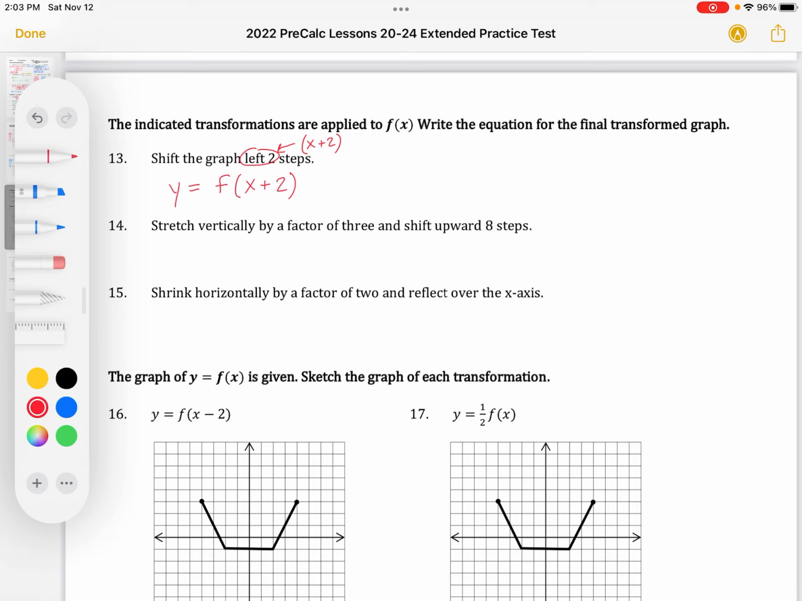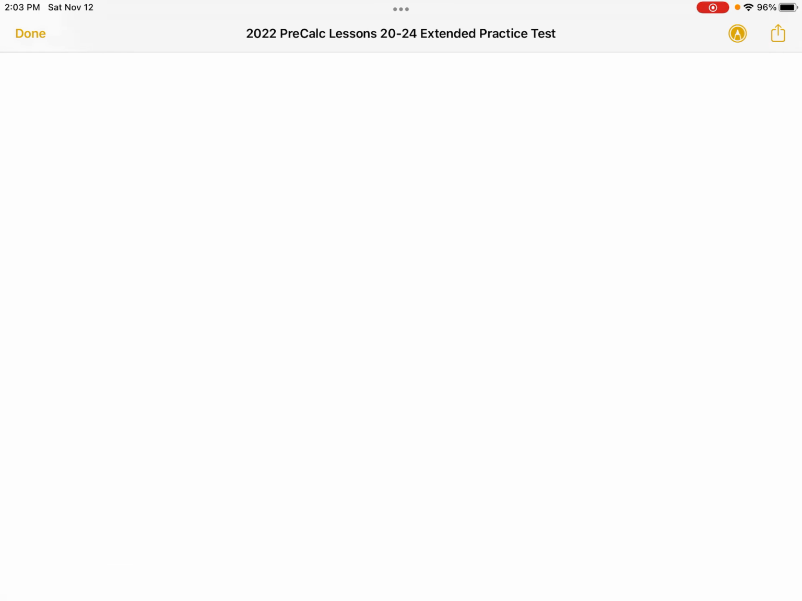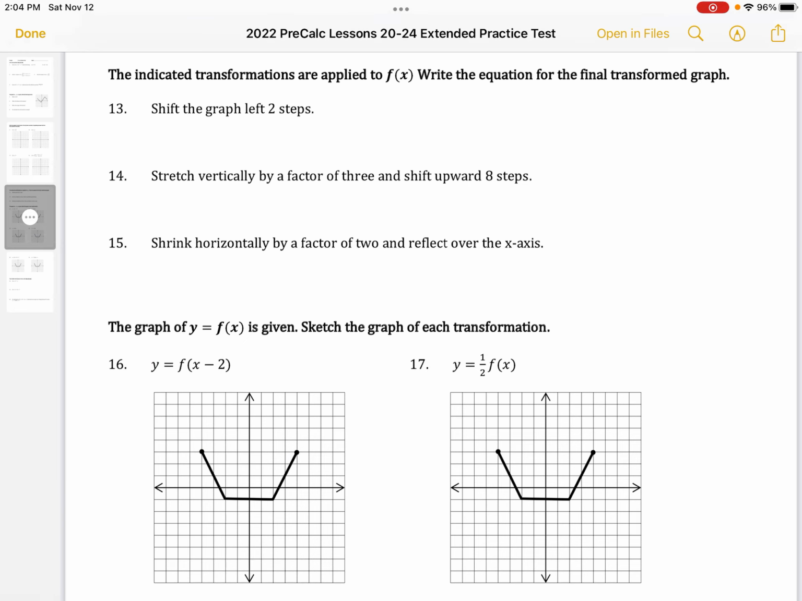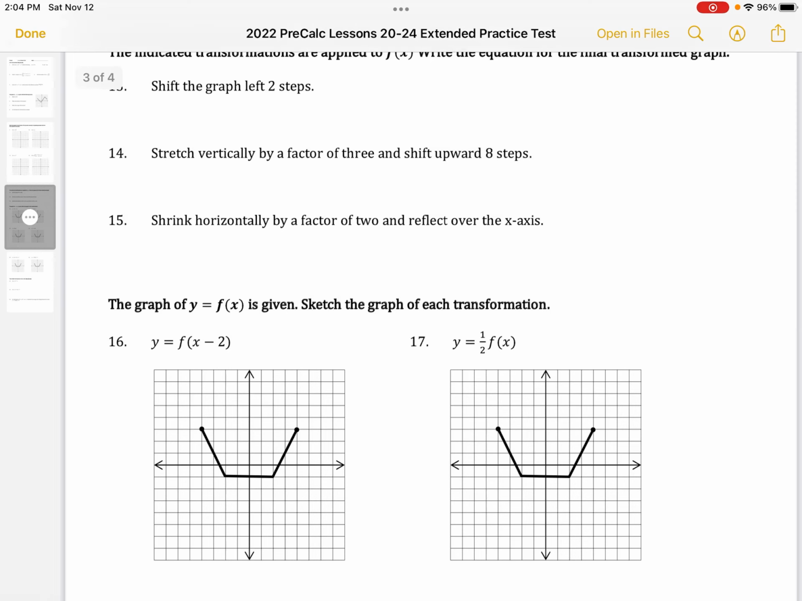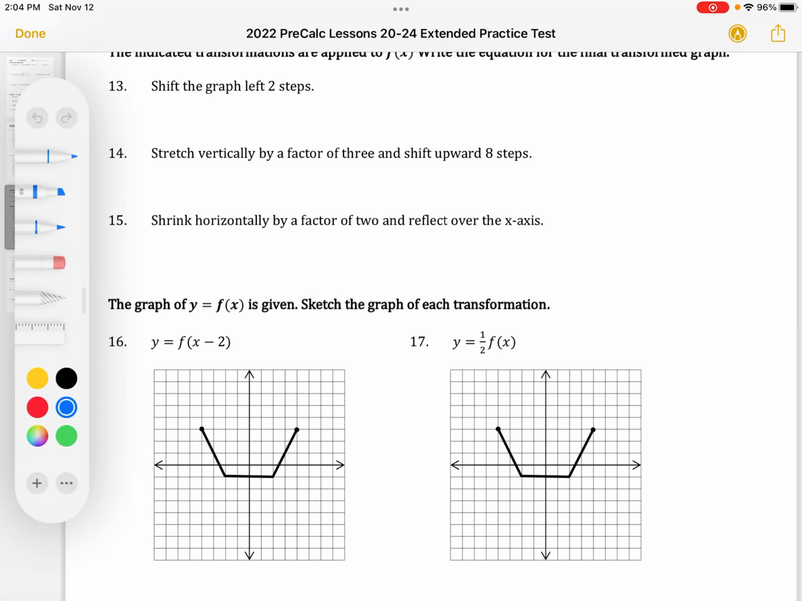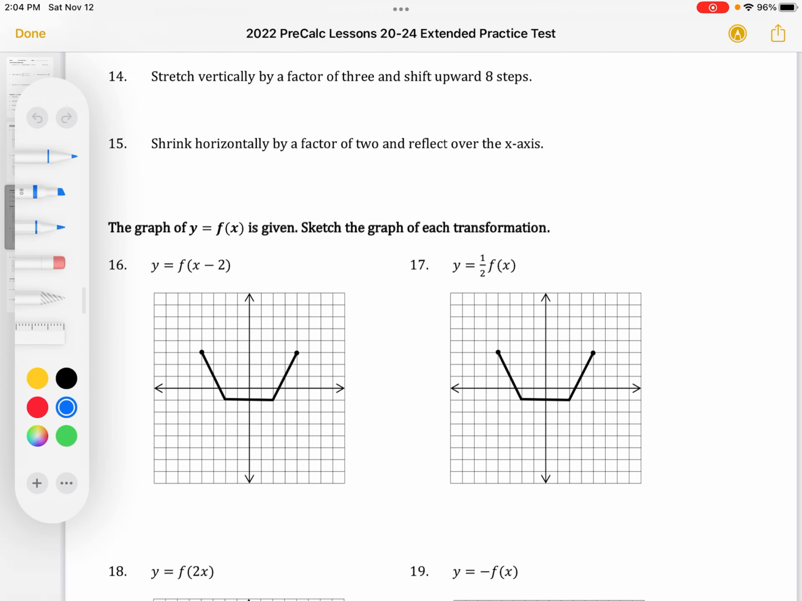All right. 14 says stretch vertically by a factor of 3 and shift upward 8. So both of these transformations are vertical. I don't know why it keeps doing that. All right, I am just going to go back to that. So having some technical difficulties here, but hopefully you got that last part. So we were just on number 14. And I was saying that this is a vertical transformation and upward is also vertical. So both of these things are going to be outside of the parentheses. So I'm going to say y equals, and then a vertical stretch by a factor of 3 is going to be 3 times the original function f of x. And then upward 8 just means at the end you're going to add 8. Okay, so that is the two transformations that are being done here.